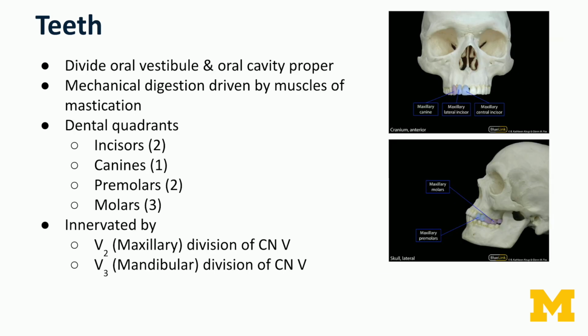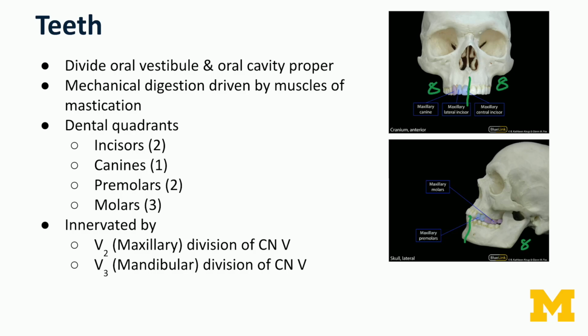Teeth are also accessory organs of digestion, so working from the oral vestibule into the dental arcade. These are structures that cut, tear, pierce, and grind food. We divide up the teeth into different quadrants. So there are 2 quadrants on the maxilla, 2 on the mandible, and each quadrant will have 8 teeth.